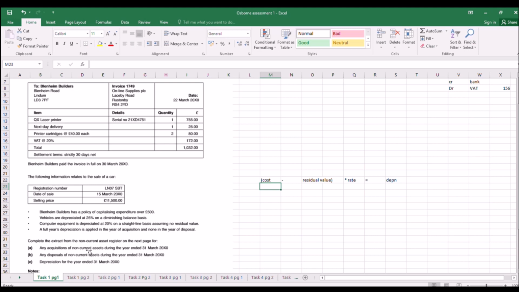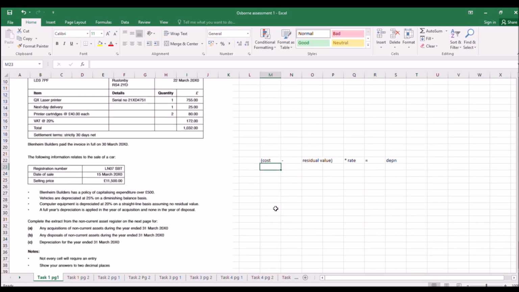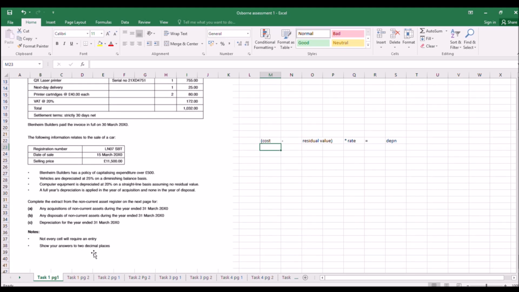And why do I keep saying fixed assets, by the way, is because that's the term that's used in real life, in practice. If you were talking about a non-current asset register, people would go, what are you on about? So complete the extract for the fixed asset register on the next page for any acquisitions of fixed assets during the year ended 31st of March 2000, and any disposals and depreciation for the year. Show my answers to 2 decimal places.